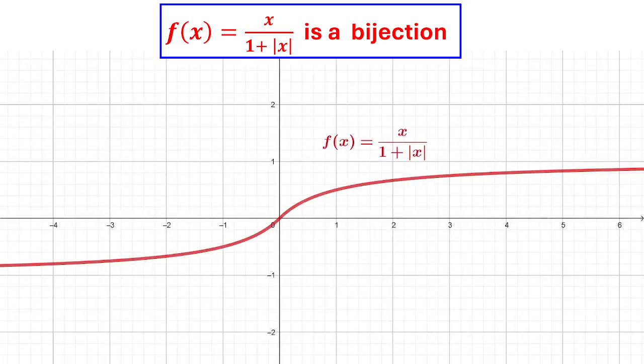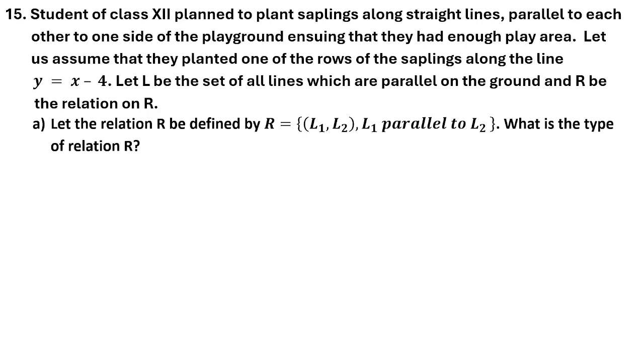Now I am showing you the graph of it. This is the graph of it. And all of you know that for two different values of x, you are getting different values of y. Well, I think this is a very, very easy question.